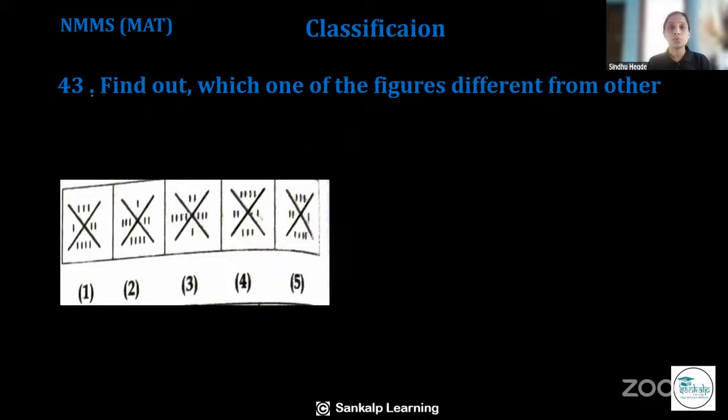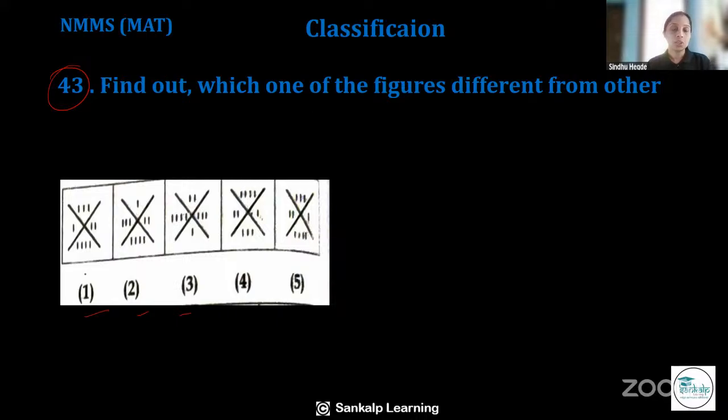Let us see question number 43 of the chapter Classification Non-Verbal. Find out which one of the figures is different from the others. The images are like this. All the images have one cross line, and inside that cross line there are small straight lines. Let us count those straight lines. On the basis of that we can differentiate which one is different.